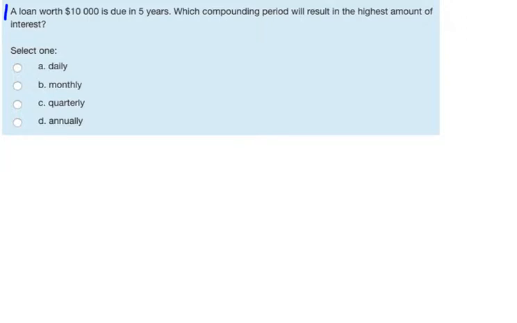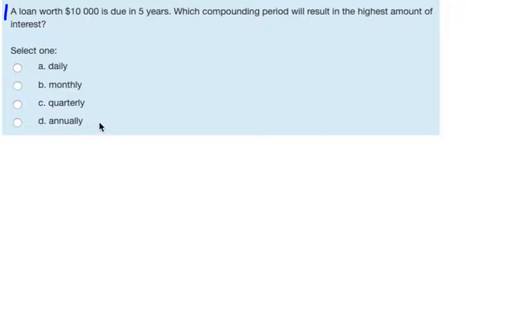So here's some help working through the quiz in section 2.1. This is on money, financial math, and it's on borrowing. So one of the things we know is depending on how often it's compounded will affect how much it's going to cost us. So in this question, it says a loan is worth $10,000 and it's due in 5 years. Which compounding period will result in the highest amount of interest?